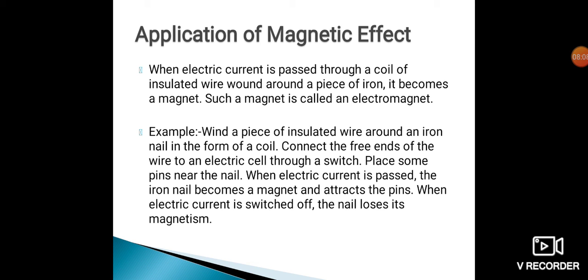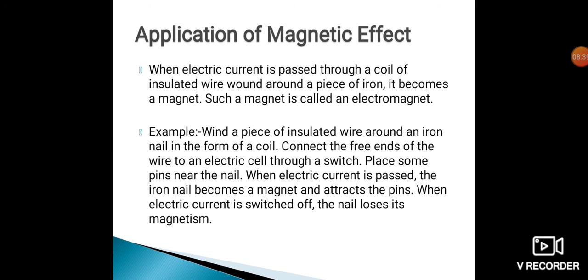Example: wind a piece of insulated wire around an iron nail in the form of a coil. Connect the free ends of the wire to an electric cell through a switch. Place some pins near the nail. When electric current is passed, the iron nail becomes a magnet and attracts the pins. When the electric current is switched off, the nail loses its magnetism.